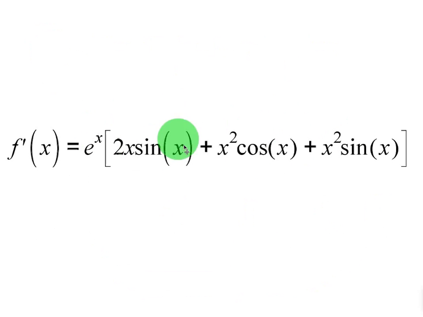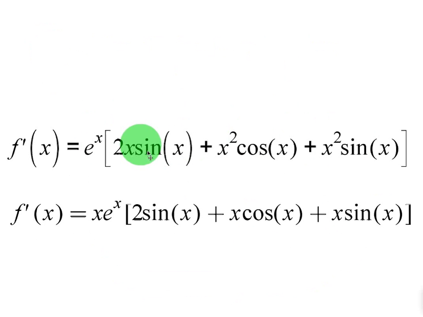It looks to me, actually, now that I see this, you could also pull an x out. Let me see if I can do that real quick. Okay, so when you pull that x out of each of these components, you'll pull it out here, and then you're left with 2 sine of x plus x cosine of x plus x sine of x. There's nothing else to pull out. That's it for example 3.